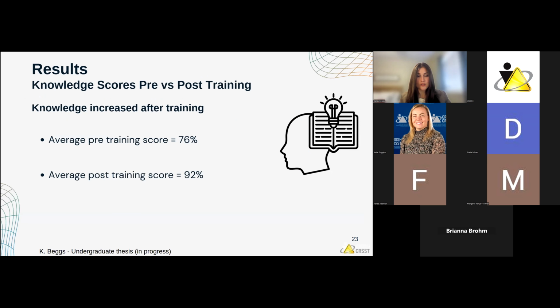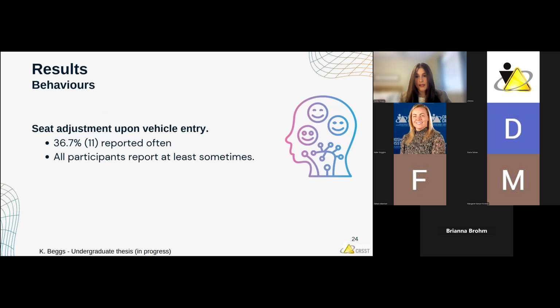And then, remembering that we also had participants complete questionnaires, one of the things we assessed was knowledge, and overall knowledge scores did increase after training, from an average pre-training score of 76% to an average post-training score of 92%. And with behaviors, the most consistent behavior reported among participants was adjusting their seat when they entered a vehicle, with all participants reporting that they do it at least sometimes.